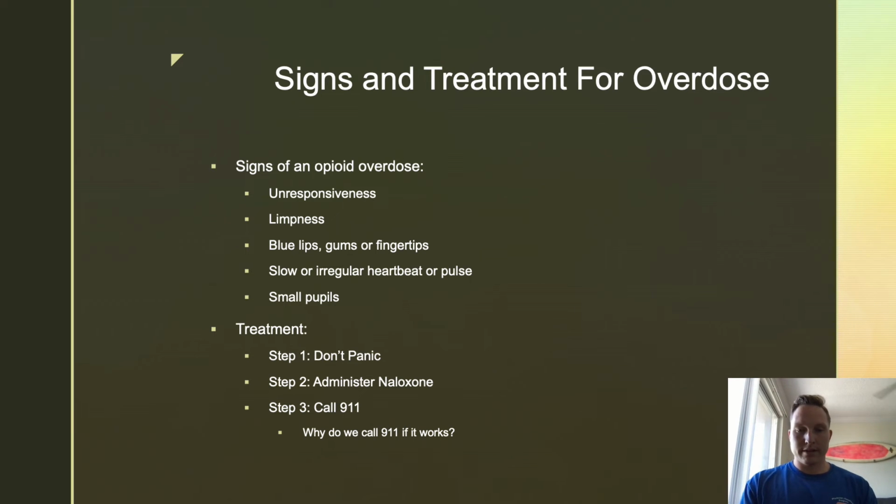So yeah, don't panic. You're going to remember what I taught you today. You're going to find the naloxone if it's around you, you're going to administer it, and then you're going to call 911.